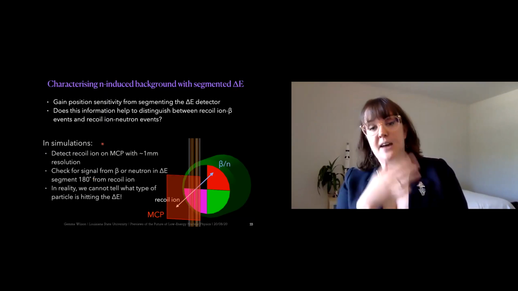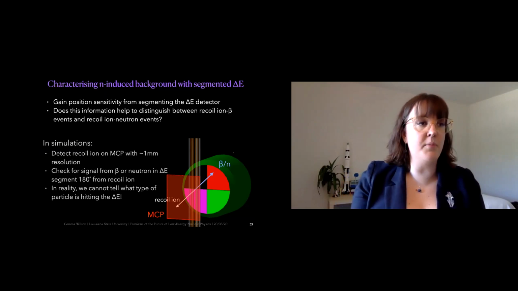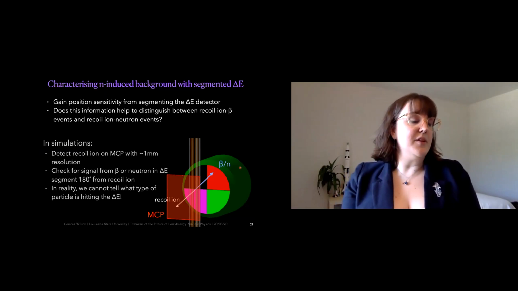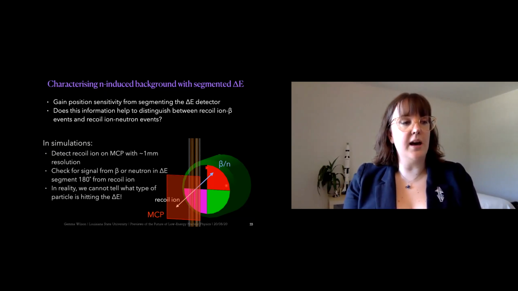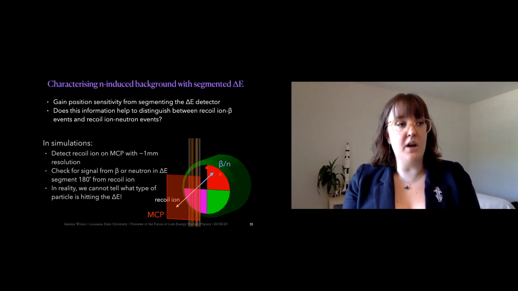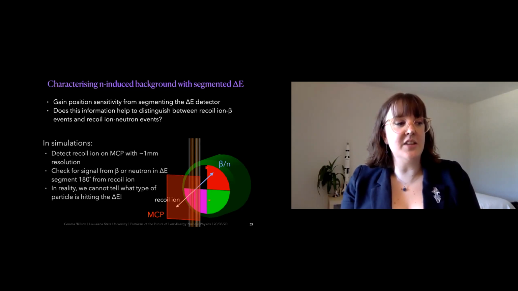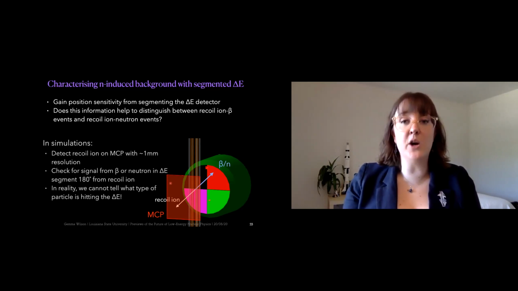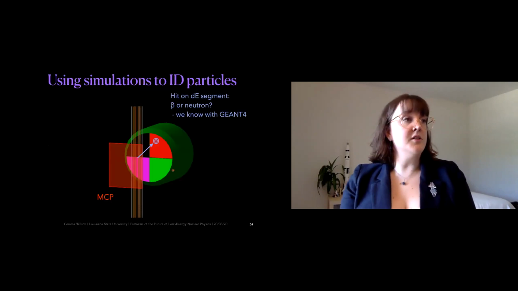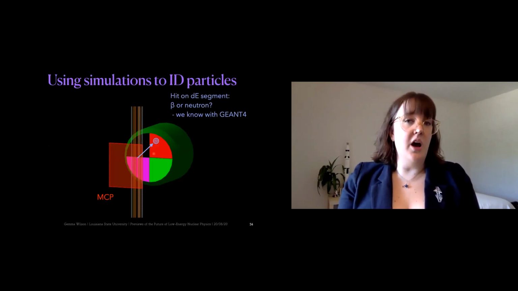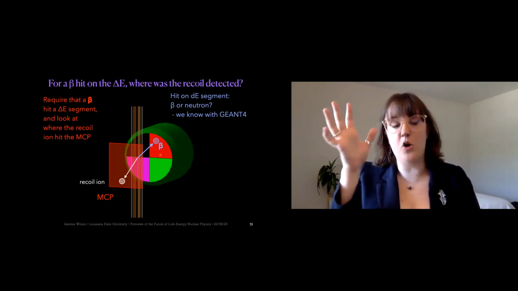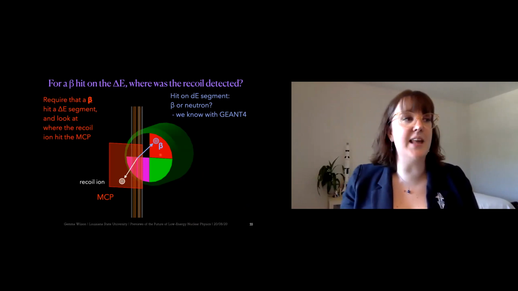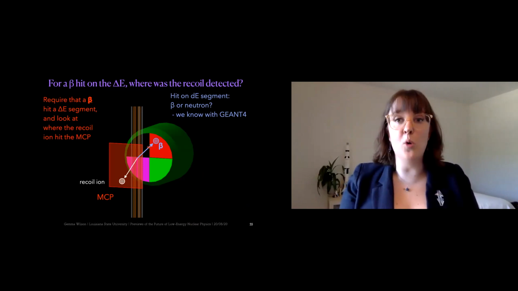With simulations, you have the absolute luxury of knowing what kind of particle hit your detector. So what I did was, if I select that I'm only looking at, say, betas on one segment of our delta E, I can look at the MCP to see where the recoiling ion was detected. So if I gate on a beta hitting a delta E, and then I plot a histogram of all the recoiling ions that are in coincidence with any betas that hit this one segment, what do we see?